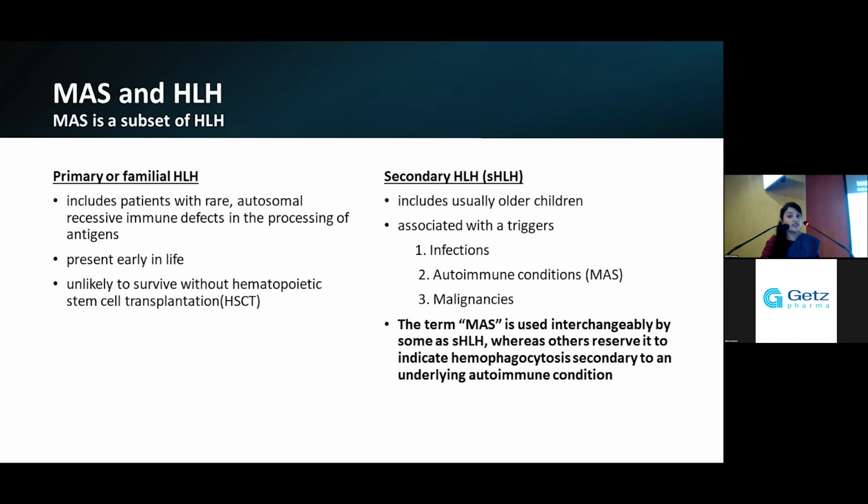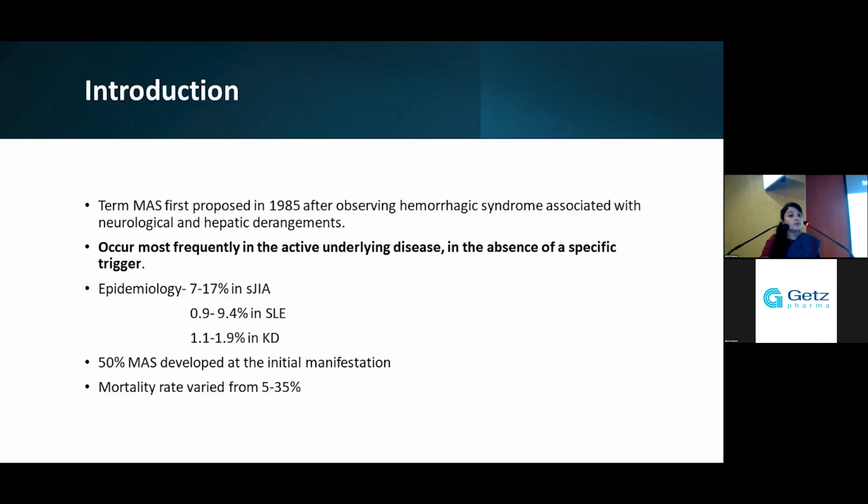Secondary HLH usually occurs in older children, and it is associated with triggers like infection, autoimmune conditions, and malignancies. The term MAS is used interchangeably by some as secondary HLH, whereas others reserve it to indicate hemophagocytosis secondary to an underlying autoimmune condition. The term MAS was proposed in 1985 after observing a hemorrhagic syndrome associated with neurological and hepatic derangements in a few patients. The important point is that it occurs most frequently in active underlying disease, in the absence of a specific trigger.